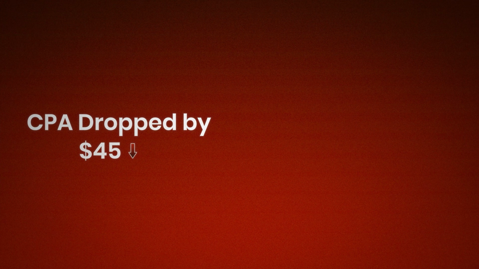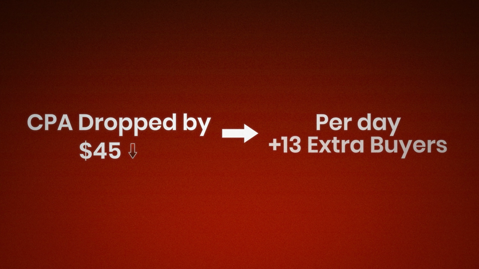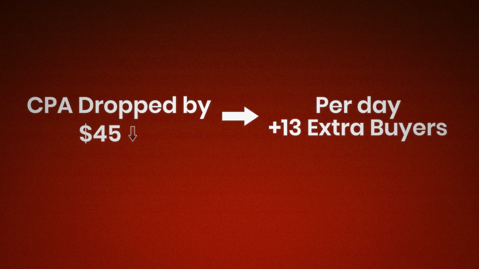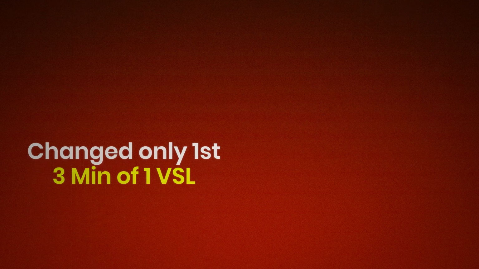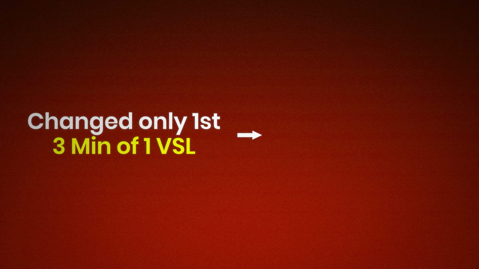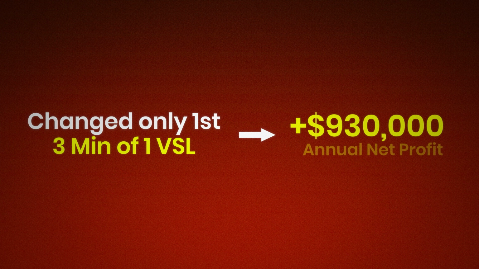For example, we ran this in the credit niche, and the story lead beat the control by 27.38% on front-end conversions. CPA dropped by $45, which worked out to 13 extra buyers per day. At $213 in net profit per buyer per year, changing only the first 3 minutes of one VSL added over $930,000 in annual net profit.